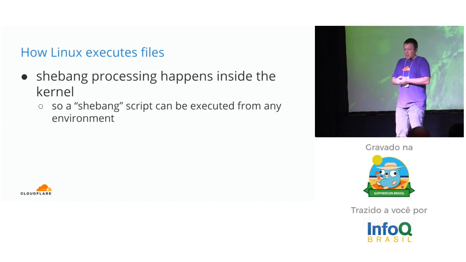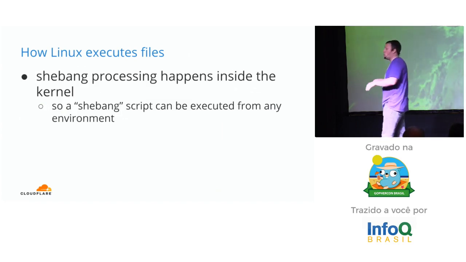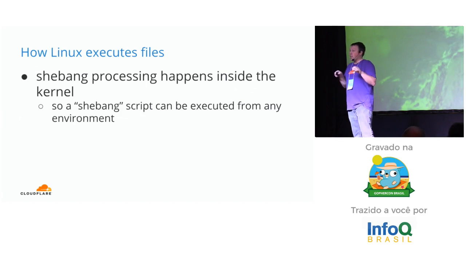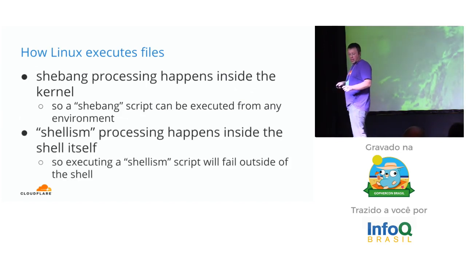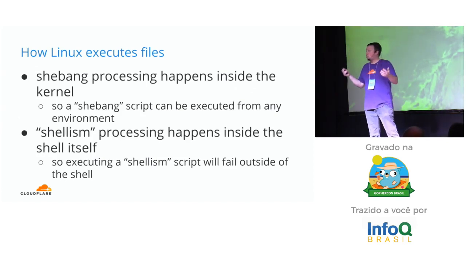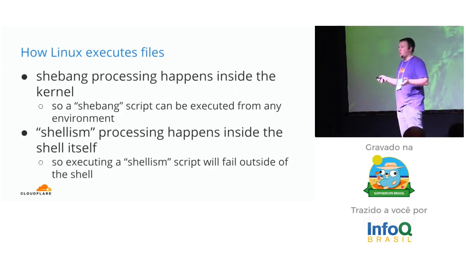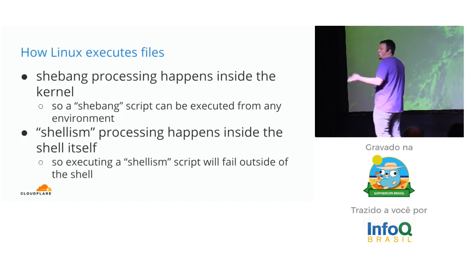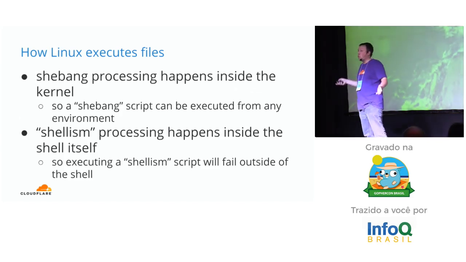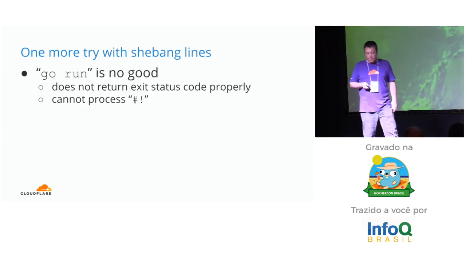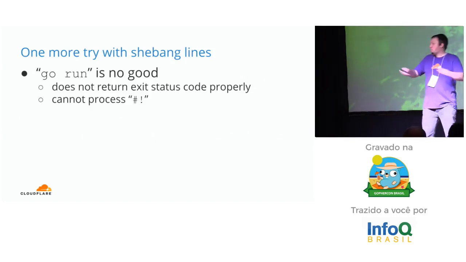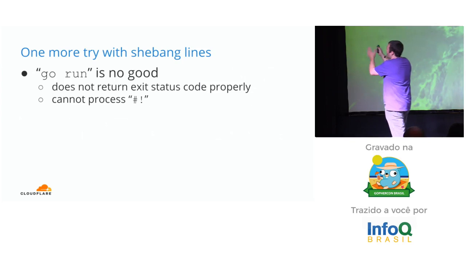And the advantage of the shebang approach is that it happens inside the kernel, so no matter which environment you use to call your script, it will always be executed because the operating system knows how to execute the script. Unlike the shellism approach proposed on Stack Overflow, where the processing happens in the shell. So if you try to execute your script from outside of a shell environment, you have no shell to process the first line, and the operating system does not know how to process your .go files, and it just fails. So shellism is crap. Let's throw it away. Let's try again with the shebang line.